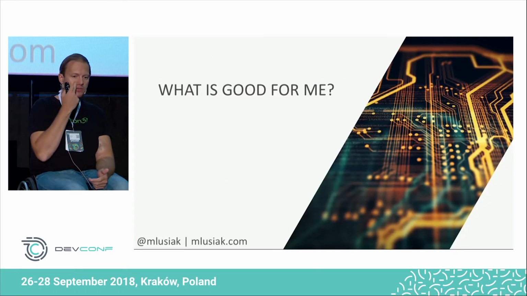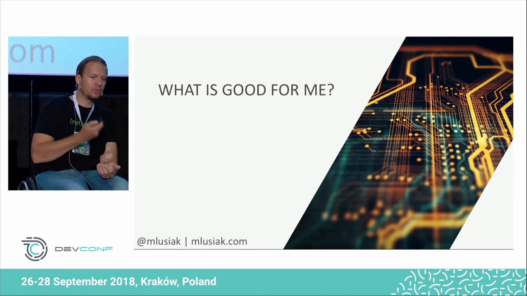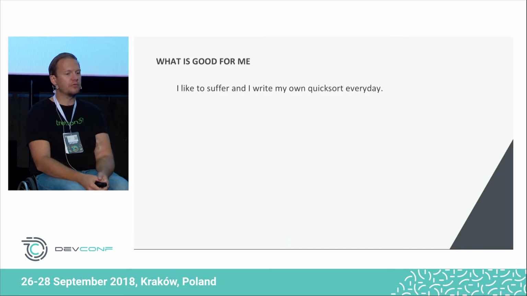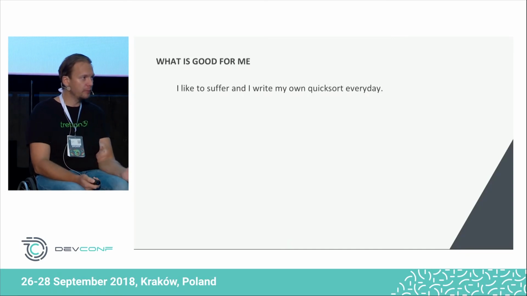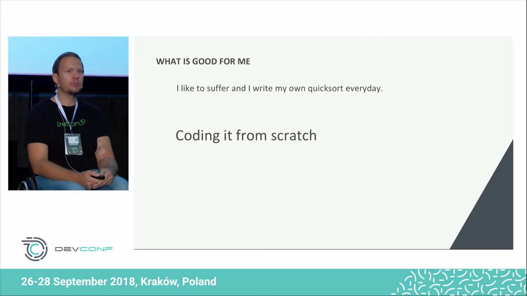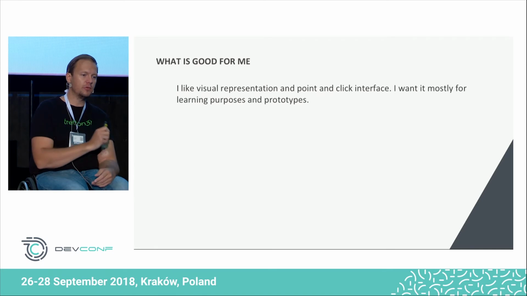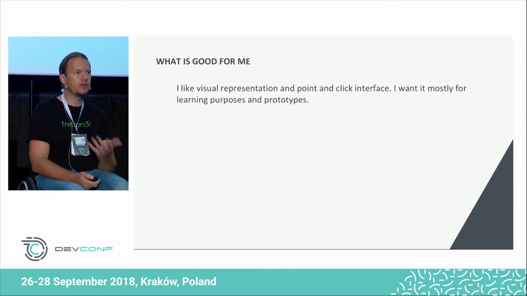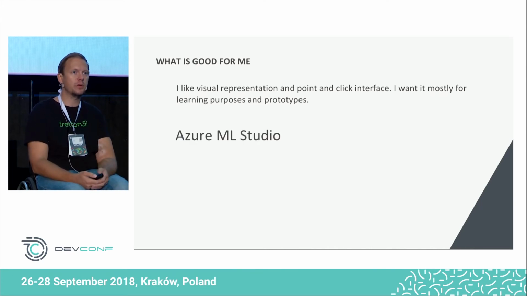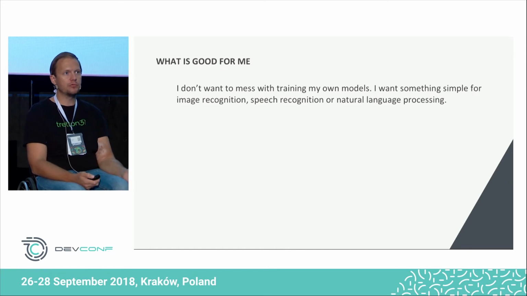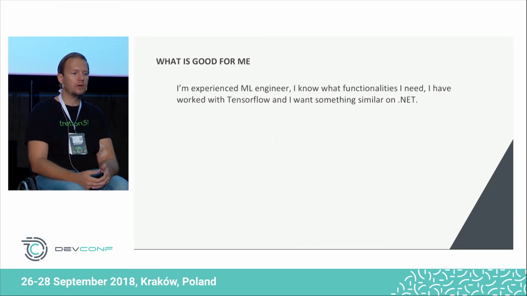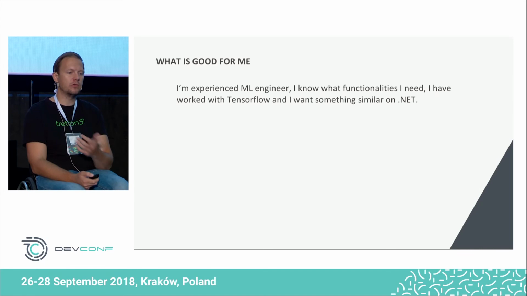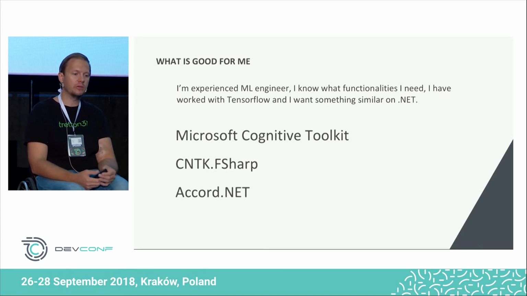So that was just an overview of what's available. But now you may think, what is good for you? So let's imagine you're a person who likes to suffer, and you write your own quicksorts every day. Then coding from scratch will probably be an option for you. If you like visual representations and a point-and-click interface, then probably Azure ML Studio would be a good bet. If you don't want to mess with training your own models, then you should probably look at Cognitive Services.